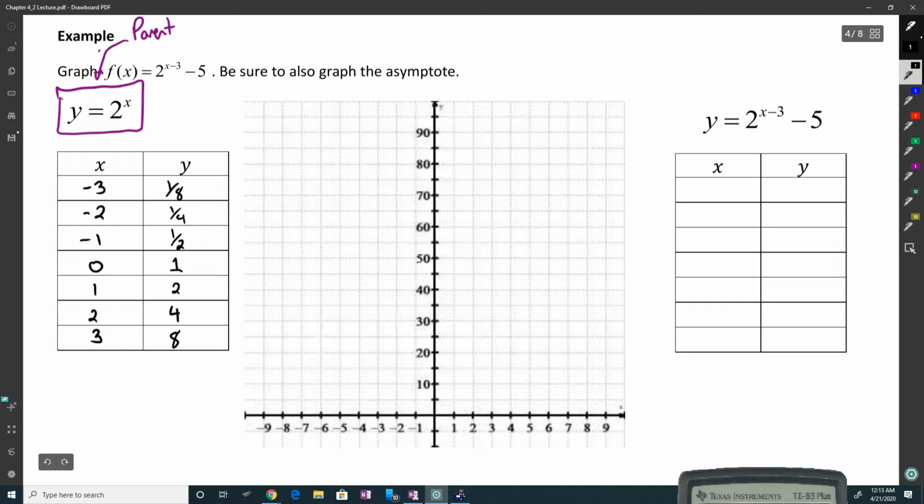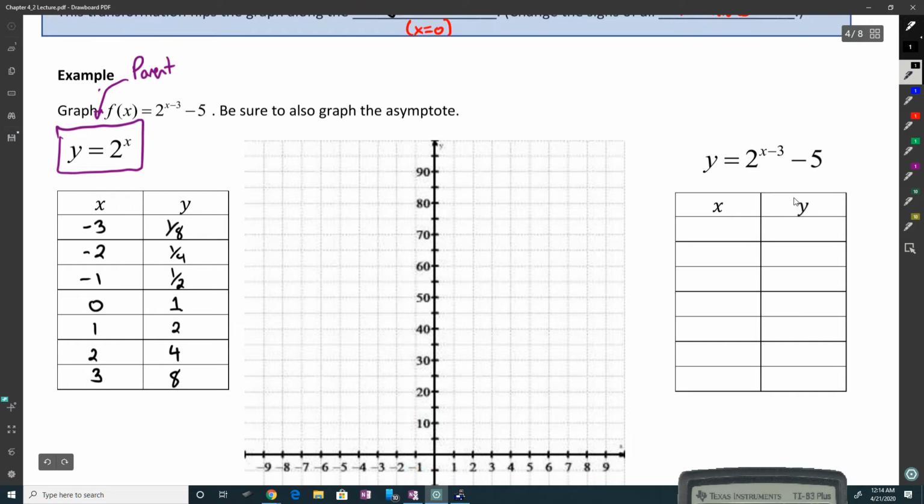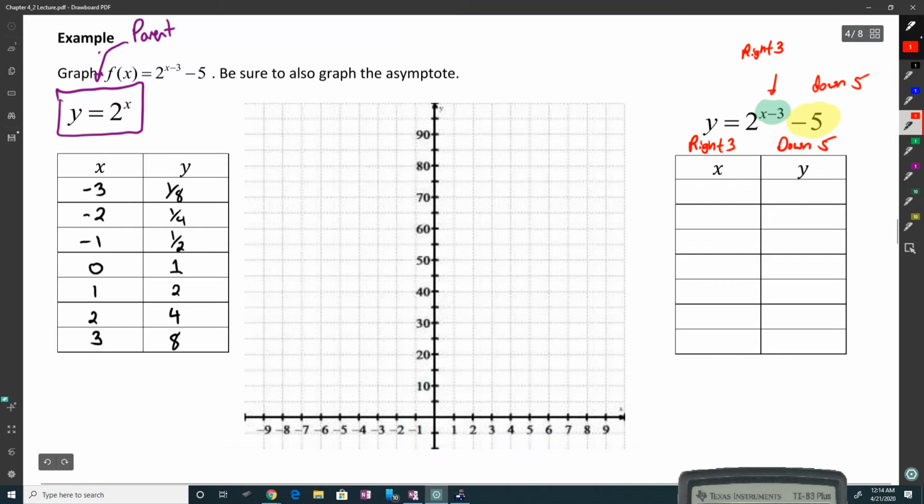Okay. And now what we're going to do here is look at what's being done. We got some very basic transformations going on here. This one is telling me right 3 and then down 5. So I'm going to go right 3 and then down 5. Okay.